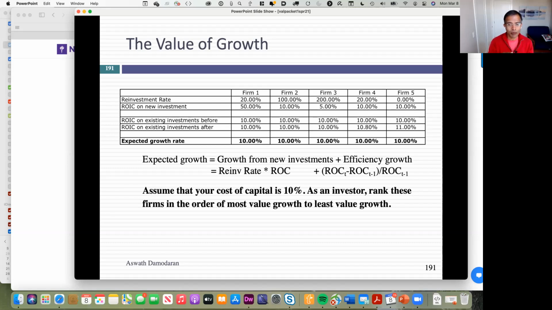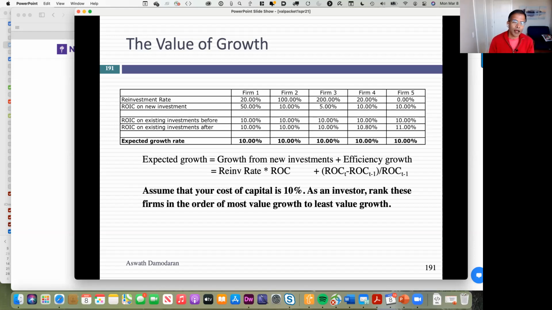You know how I come to the judgment? Compare the return on capital to the cost of capital. Company 1 has a return on capital well in excess of the cost of capital. Company 2 has a return on capital equal to the cost of capital. It's running in place. And company 3 has a return on capital less than the cost of capital.